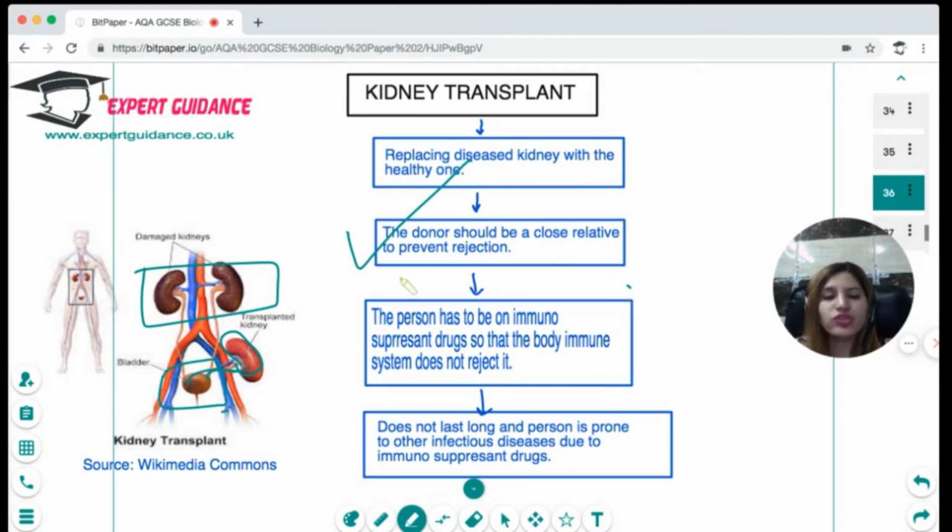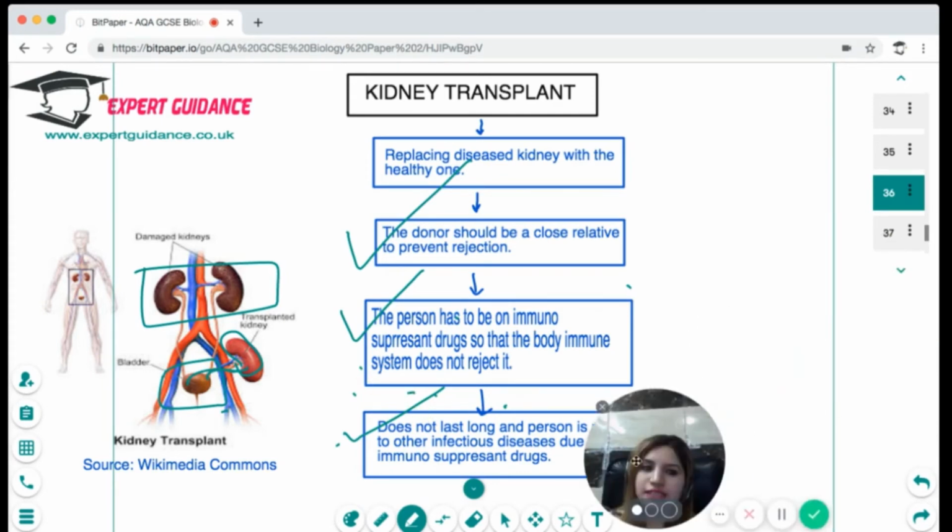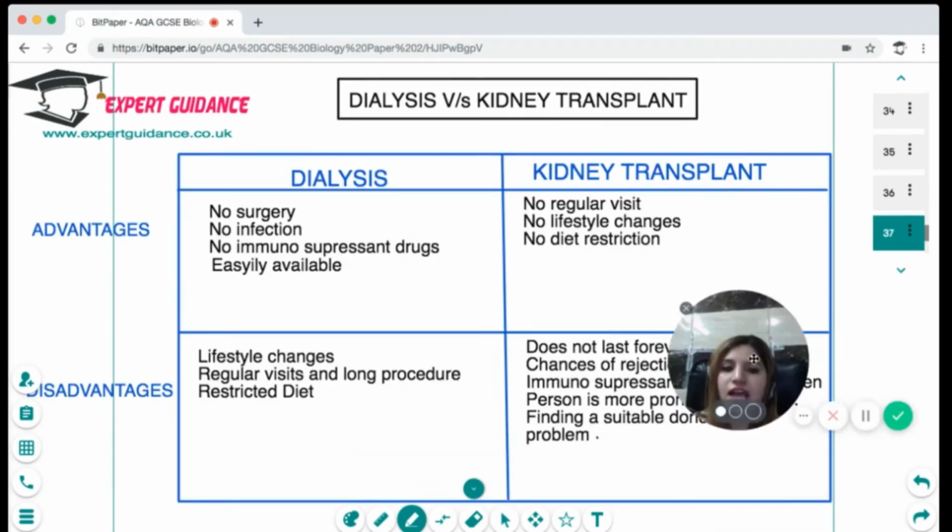So what we do in this case is the person has to be given an immunosuppressant drug so that the body's immune system does not reject it. But the problem is it does not last longer, and since the person is on immunosuppressants, the person can get prone to infectious diseases. Okay, so there is a trade-off.